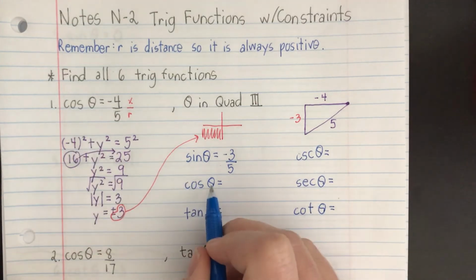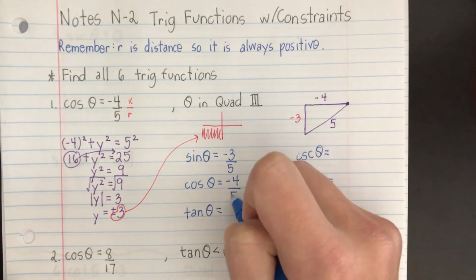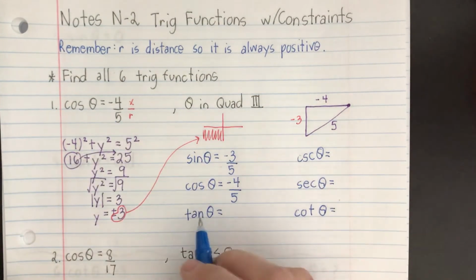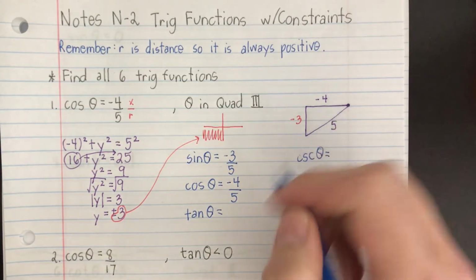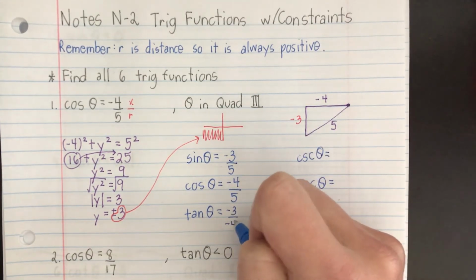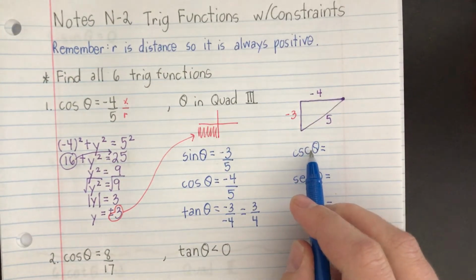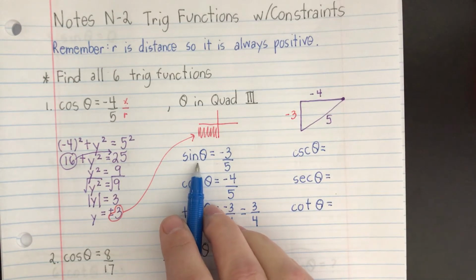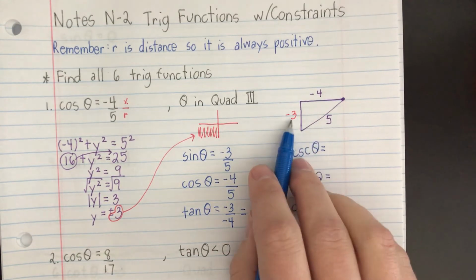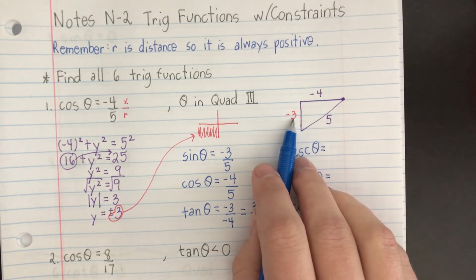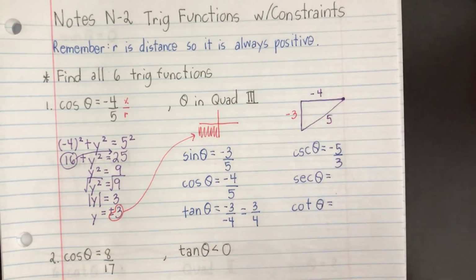Cosine of theta we already knew, but let's just verify, it should be x over r, so -4 over r, which is 5, so yes. Tangent is y over x, so -3 over -4. Of course, -3 over -4 is going to turn into positive 3/4. Cosecant, remember, is the reciprocal of sine. Cosecant is going to be your r over your y, so 5 over -3, in other words, -5/3. Reciprocate this, or you can look at the triangle.